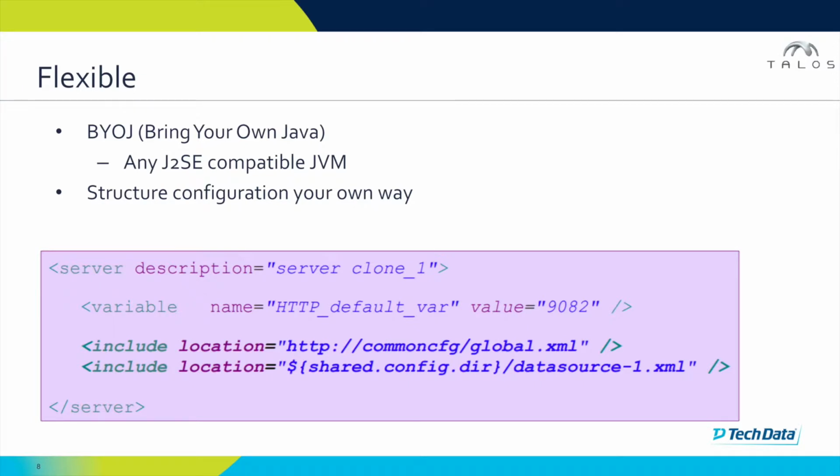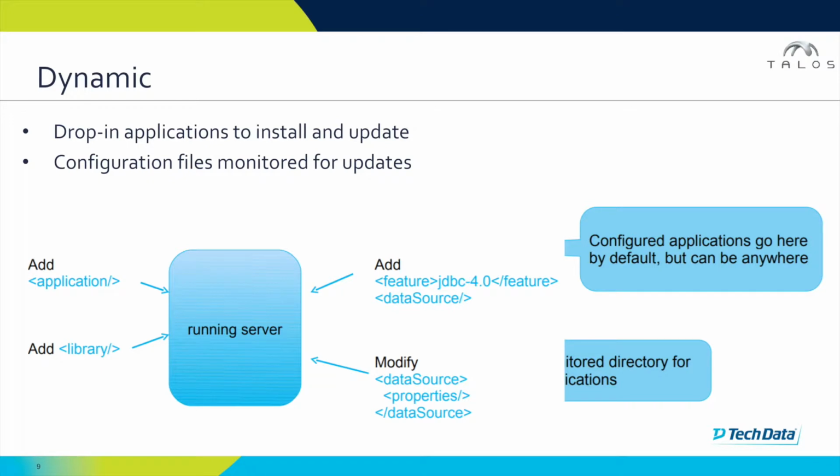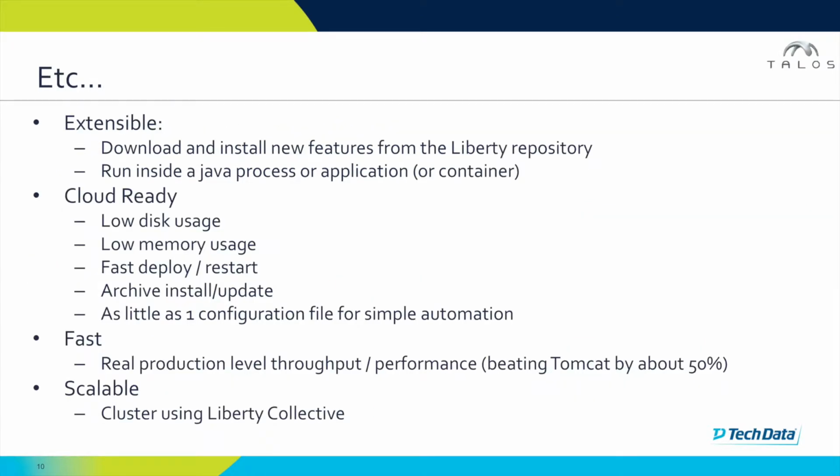And it's a BYOJ product, bring your own Java. You can use any J2SE compatible JVM, and it will use that under the covers rather than specifying a particular Java version. It's dynamic, so you can just drop in applications and it will update those applications, and it will continuously monitor that directory for any changes. It has a lot of other features.